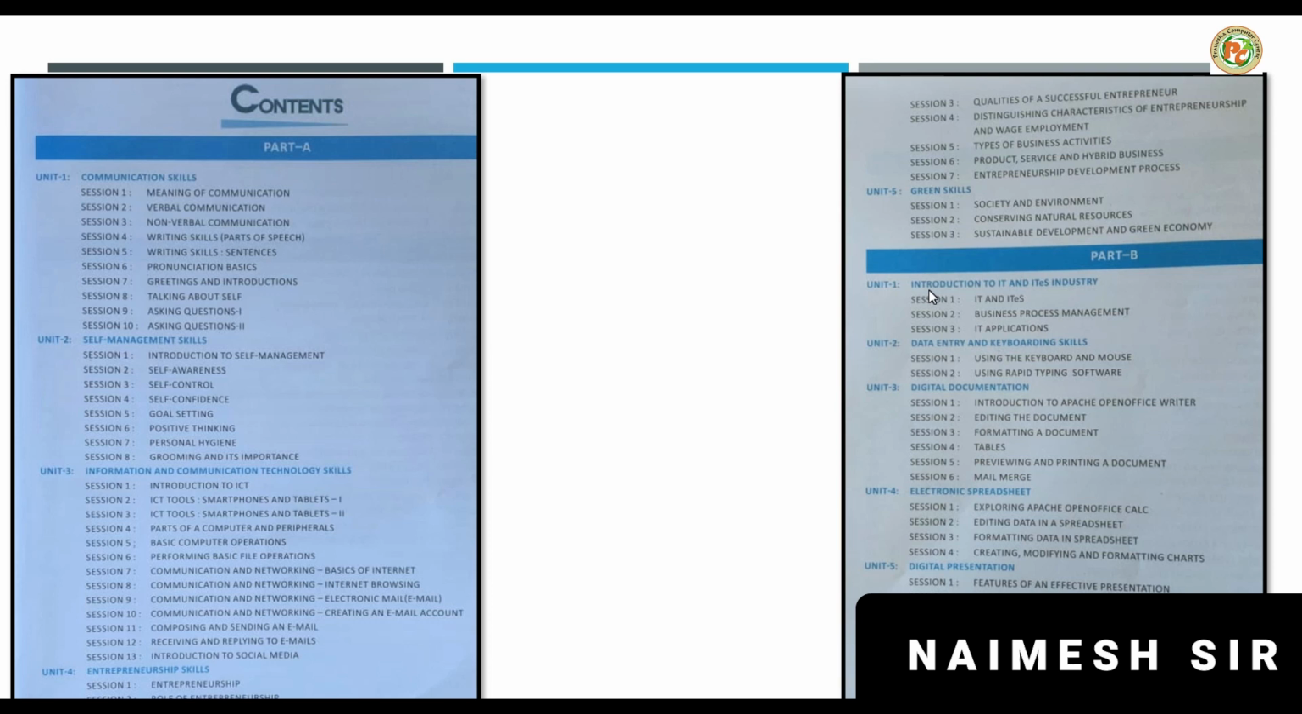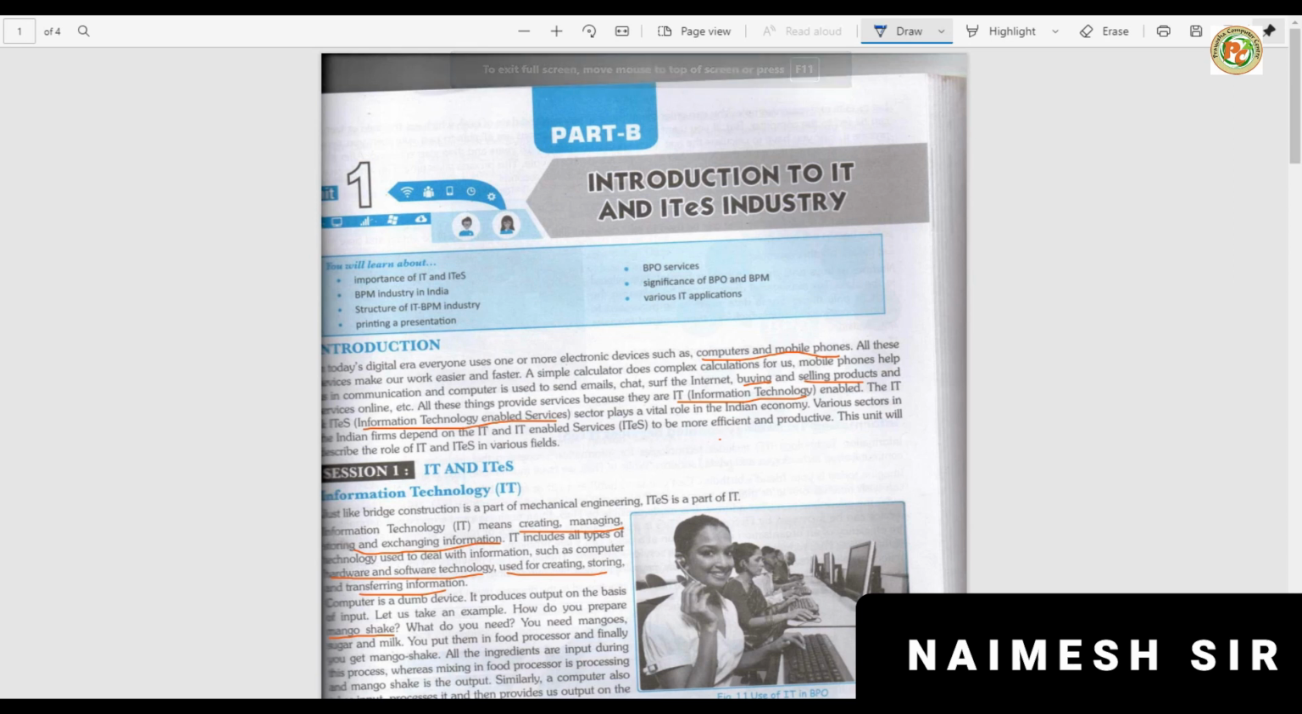In this again five chapters are there. Chapter 1, introduction to IT and IT industry, data entry and keyboarding skills, digital documentation, electronic spreadsheet, digital presentations. So today I'll start chapter number 1, introduction to IT and IT industries. In this chapter we will learn some parts of this.